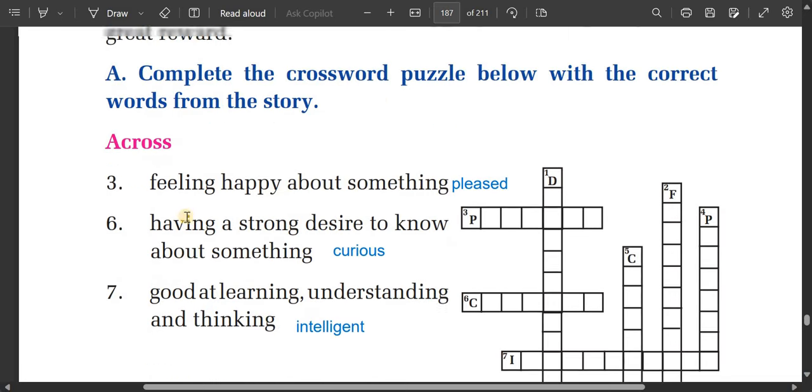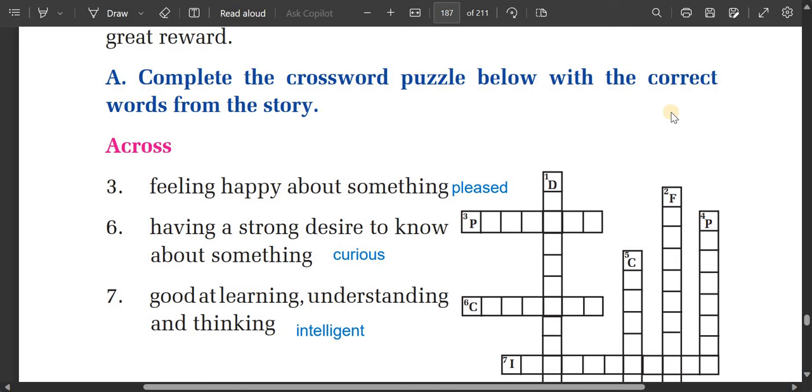Now, see. Complete the crossword puzzle below with the correct words from this story. Feeling happy about something, pleased. This is pleased, P-L-E-A-S-E-D, it means pleased. Now, six. Having a strong desire to know about something. So this sixth one, curious, C-U-R-I-O-U-S, curious. Just fill in the box with the letters.